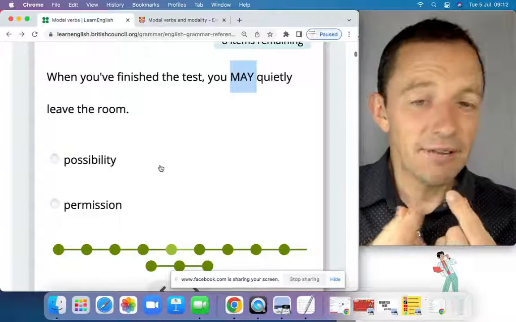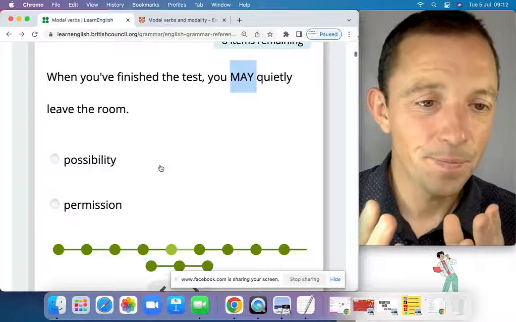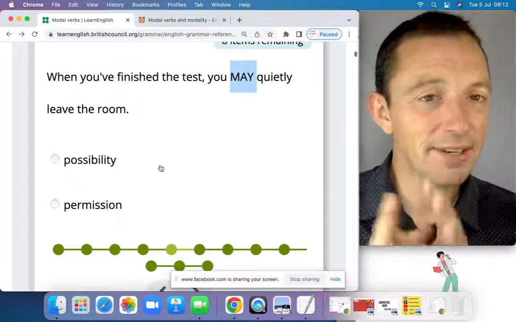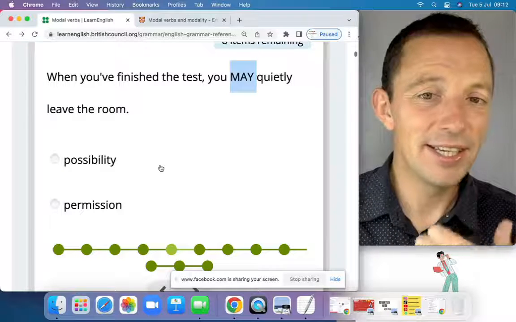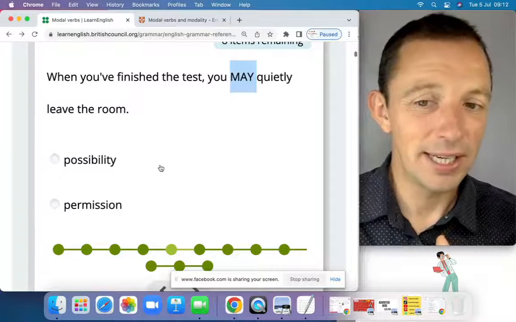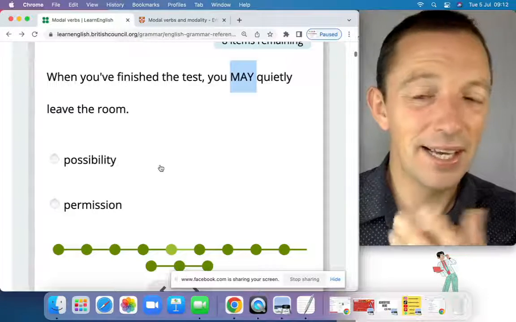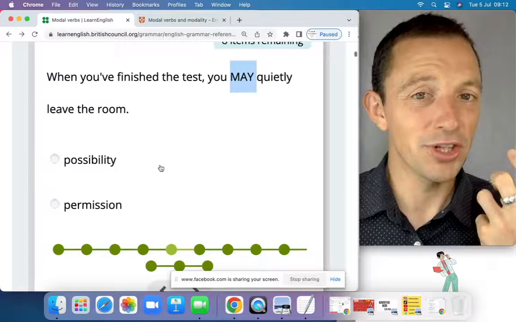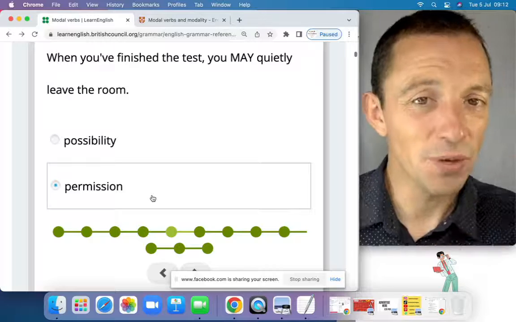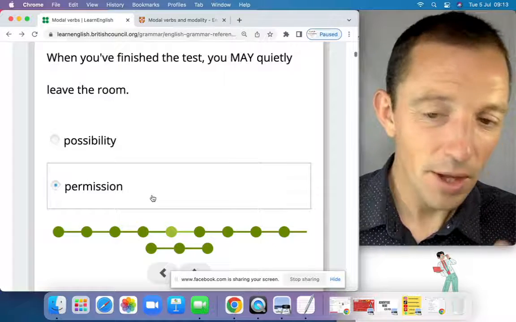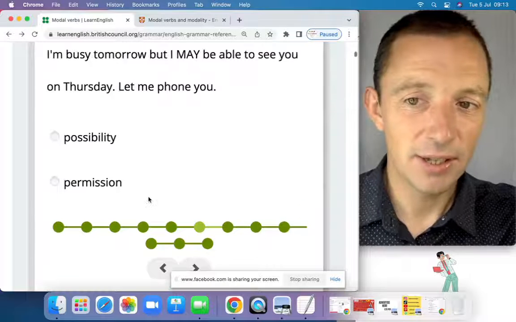Very little difference. They're very, very similar, the possibility and the permission, but you may quietly leave the room has the significance here for permission. You are allowed, you are permitted to leave the room quietly. You have the permission, but yes, you have the possibility, but more specifically, I think it's permission from the other person. That's my opinion. I think that could be correct. I don't know what you think. Do you have the same idea? And let's continue to the next question.